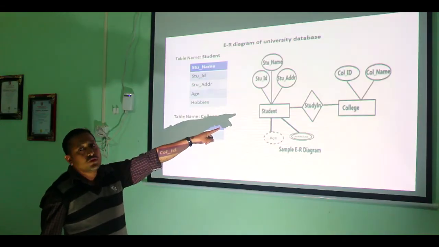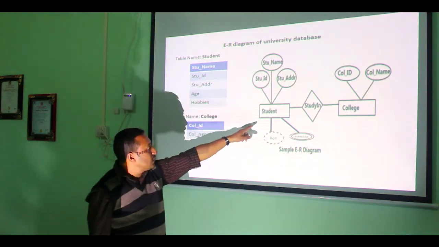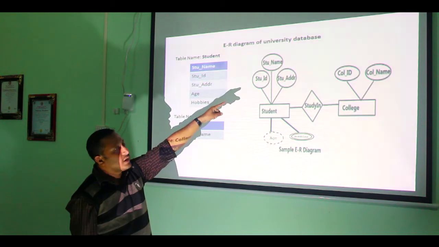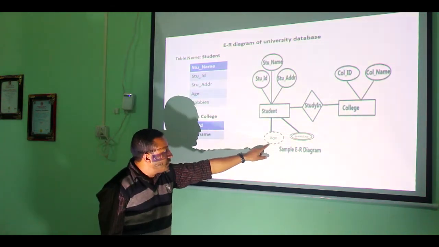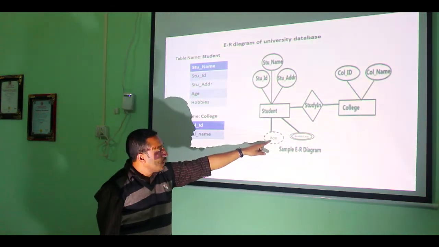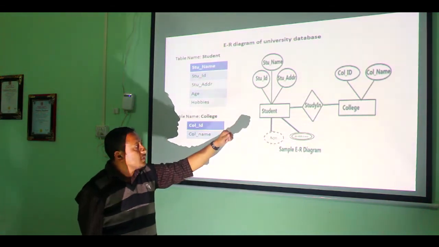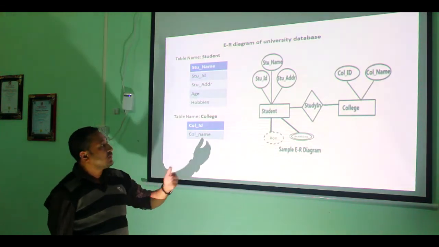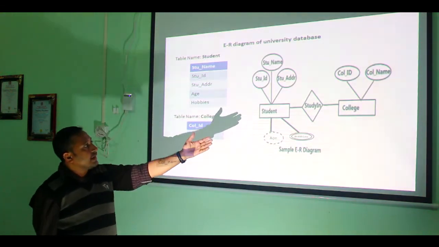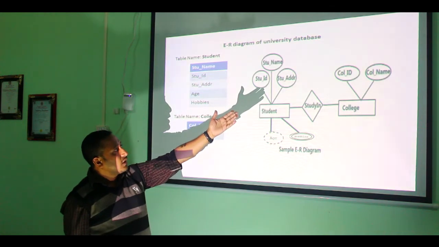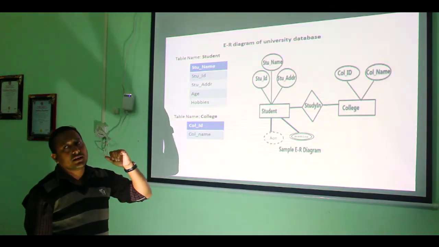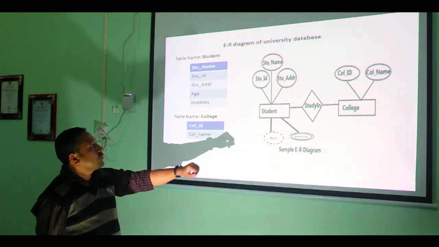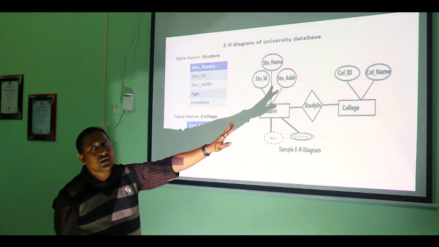Here the rectangle shows the entity. Student is an entity, so it is denoted by a rectangle. Then the ovals are used for attributes. This dashed ellipse is used for derived attributes, as we already discussed. You have to find the value for that from another attribute. Then hobbies is a multi-value attribute, because a student may have one hobby or more hobbies. Then we have another entity, college, where college ID and college name are the attributes. And the diamond symbol is used to denote the relationship between student and college.